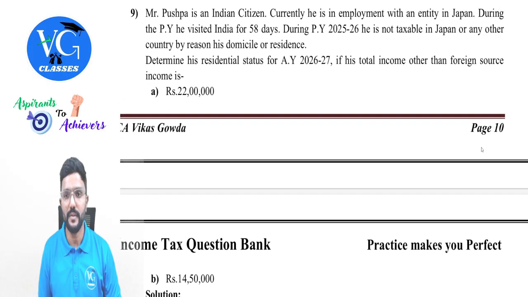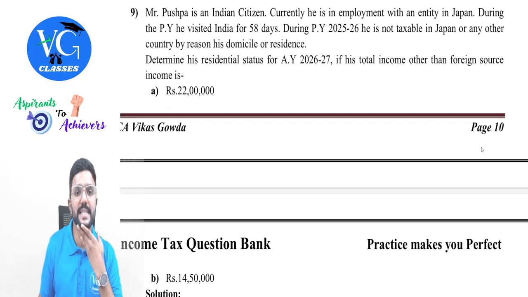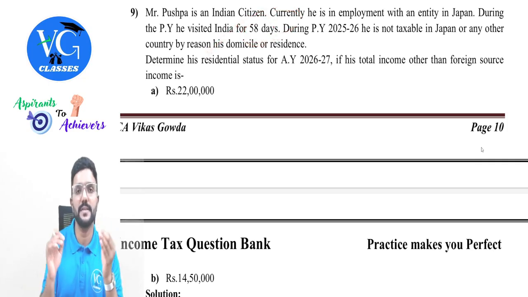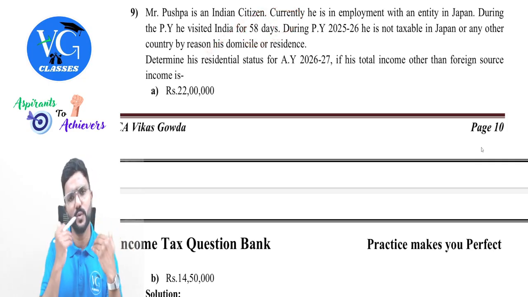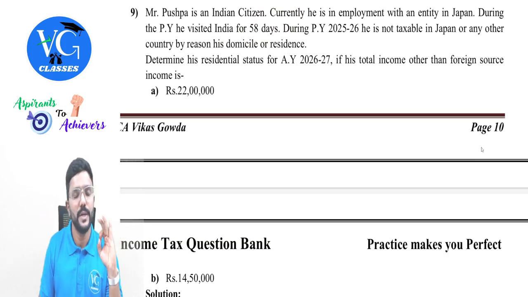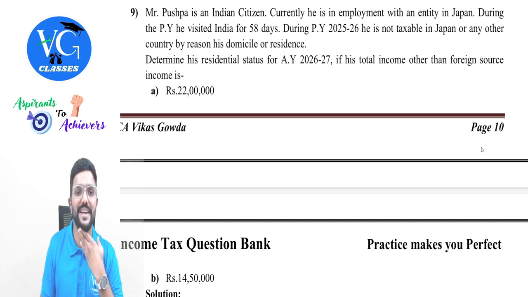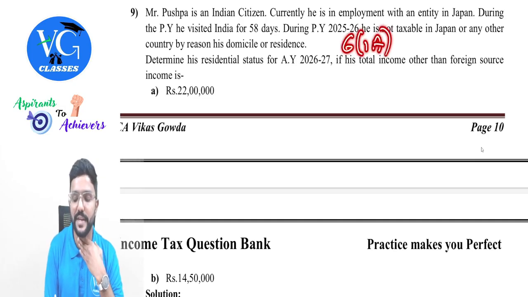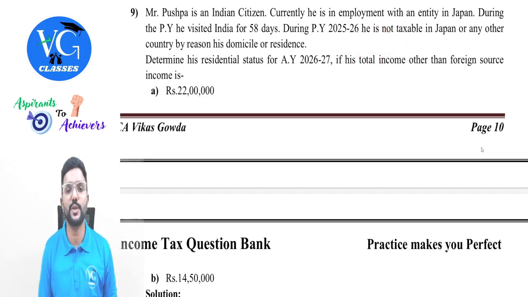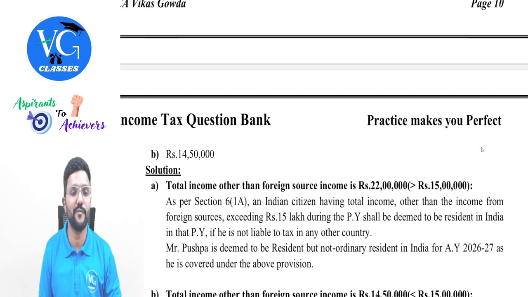Okay, sir. Ninth one. Pushpa is an Indian citizen, currently in employment with an entity in Japan. During the previous year, he visited India for 58 days. So section 6, subsection 1, both the conditions ruled out. He is not covered. During the previous year 25-26, he is not taxable in Japan or any other country by reason of his domicile or residence. Guys, they are giving a link to section 6(1)(a), deemed resident. Determine his residential status for assessment year 26-27 if his total income other than the foreign source income is 22 lakh or 14 lakh 50,000.